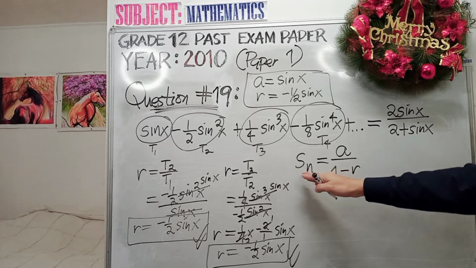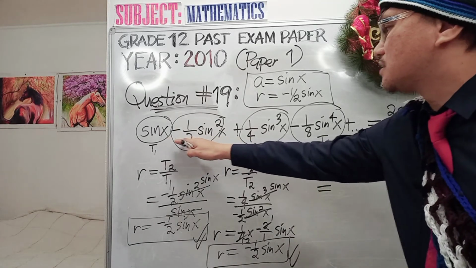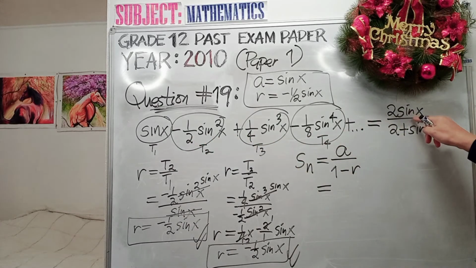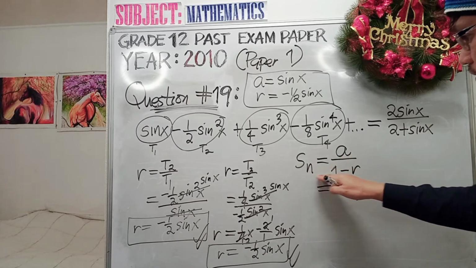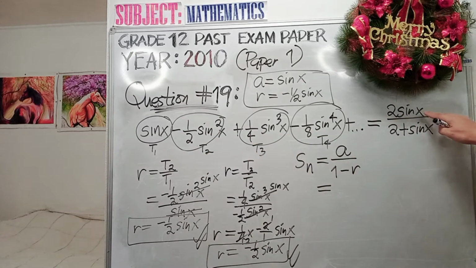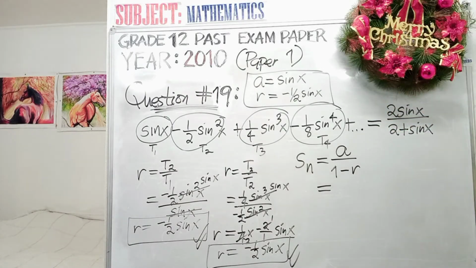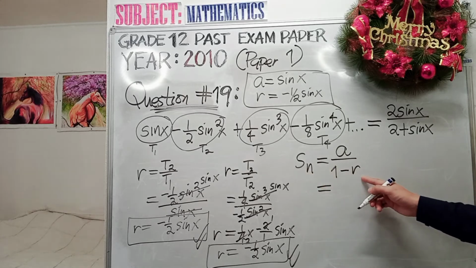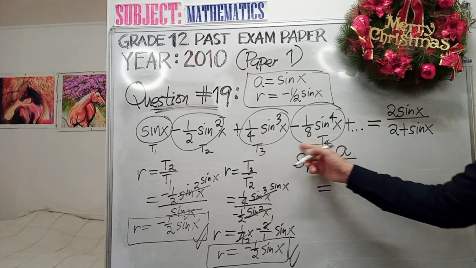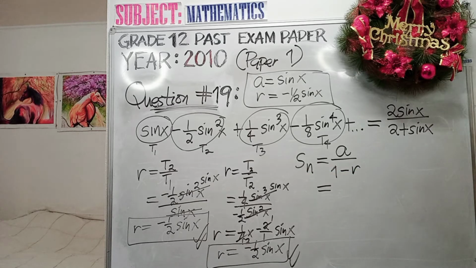I'm using the formula for the sum of the geometric series, because the sum of this equation equals 2 sine x over 2 plus sine x. So you have to use this formula in order to prove that when you add all of these, it equals 2 sine x over 2 plus sine x. You getting it now? This formula will be in the formula sheet, or if not, you can memorize this formula for getting the sum of the geometric series or sequence.